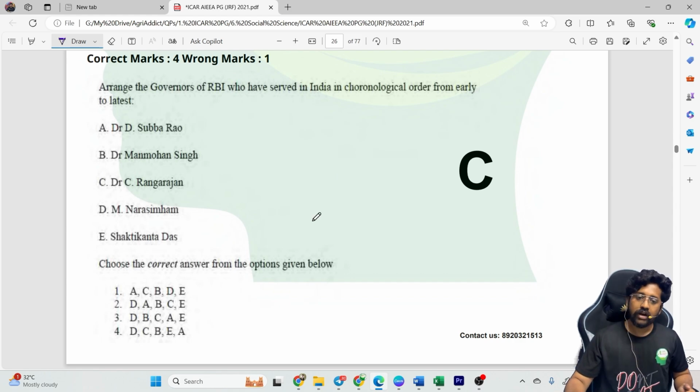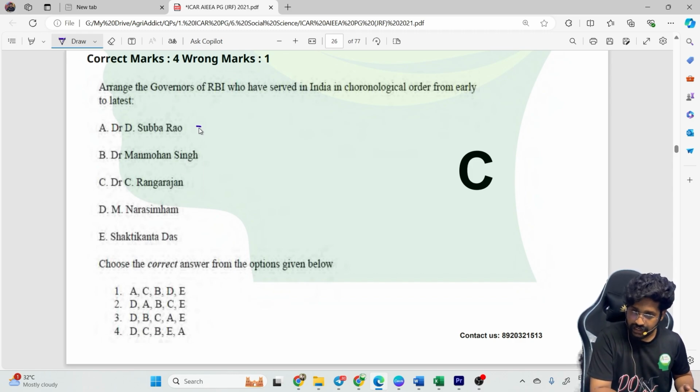Arrange the following in order. Arrange the governors of RBI who have served in India in chronological order from earliest to latest. Actually, the chronological order of the different governors who have served the Reserve Bank of India is listed on the website of RBI. You can kindly refer to it. So the given options are Dr. D. Subbarao. D. Subbarao served as the RBI governor from 2008 to 2013.